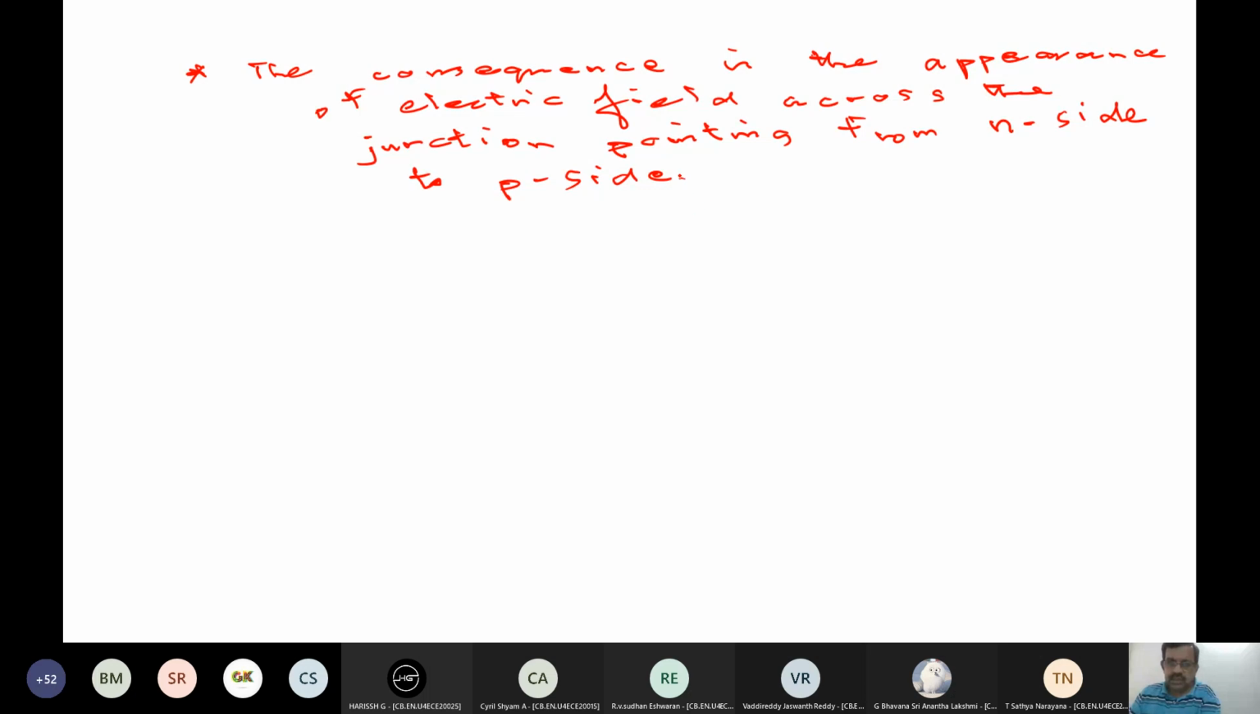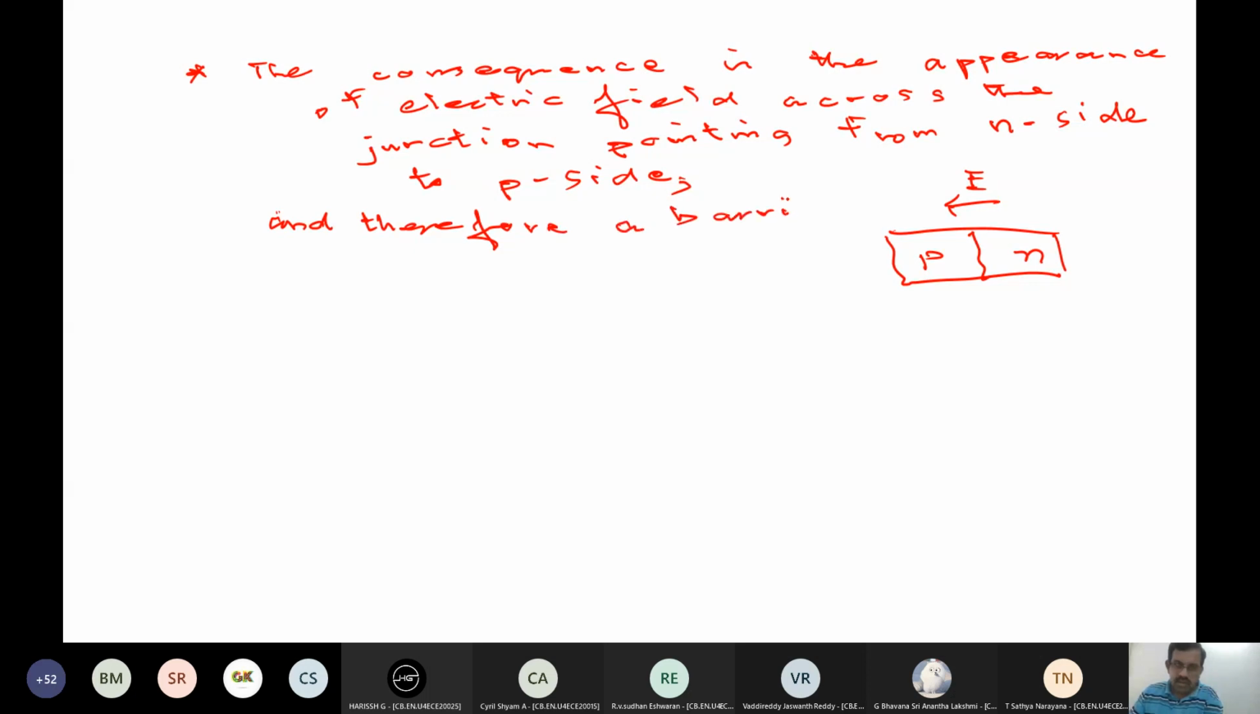So that's it. I have a junction like this. This is my N side, this is my P side. The induced field in the junction points in this direction, leading to, and therefore, a barrier across the junction is established.